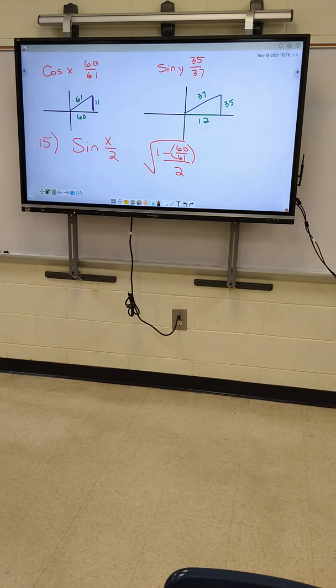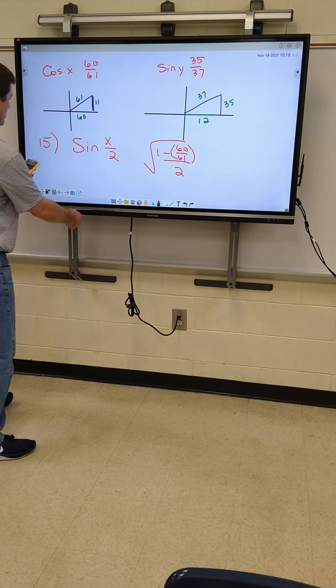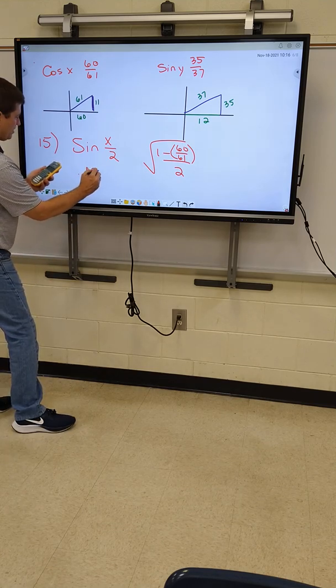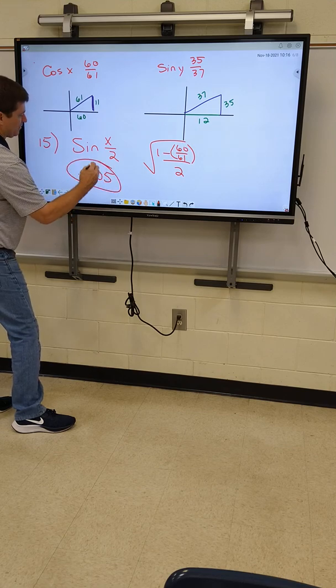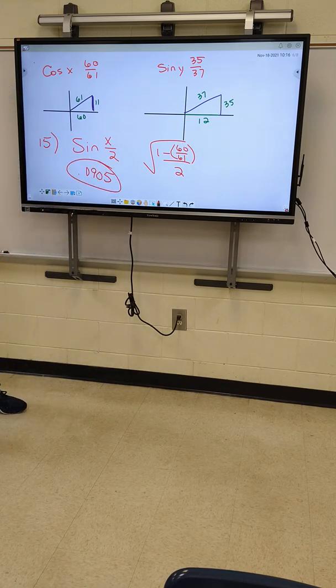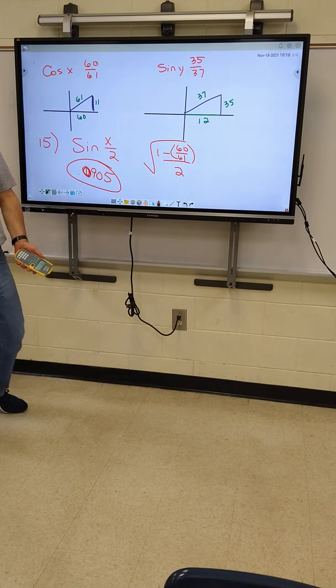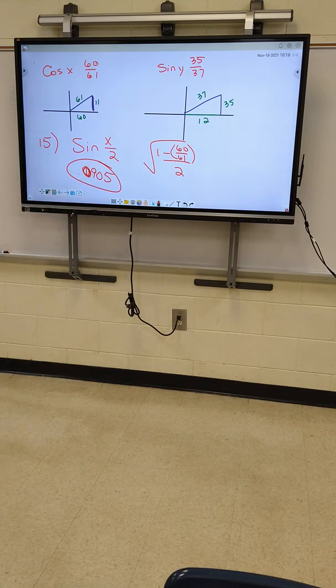Square root button, then my fraction, 1 minus 60 over 61. I'm not putting parentheses on this one, let's see if I get what y'all got. All right, Grant, check my answer, I got 0.0905. And I did not put parentheses on that one. You're always right to put parentheses. Sometimes you don't have to.